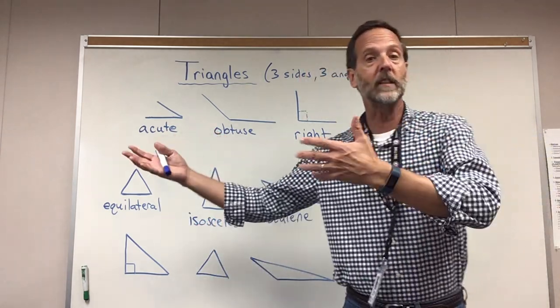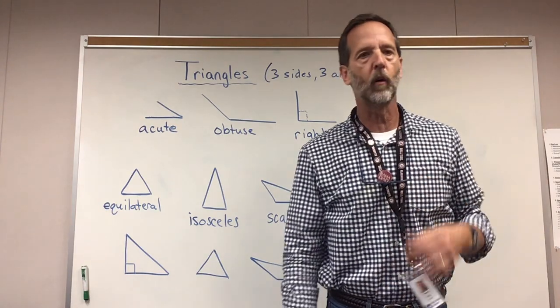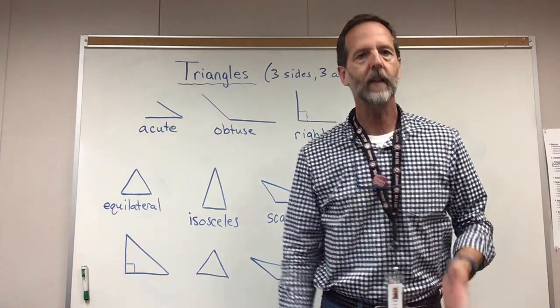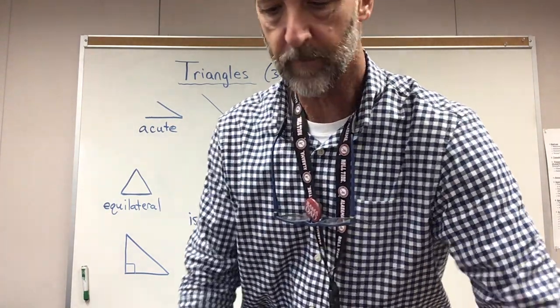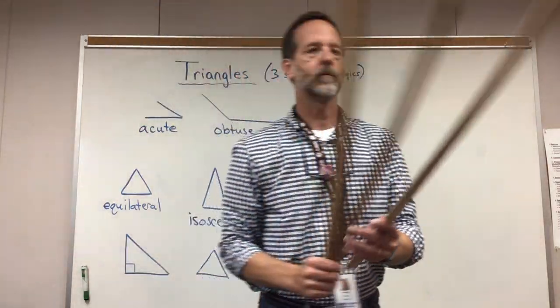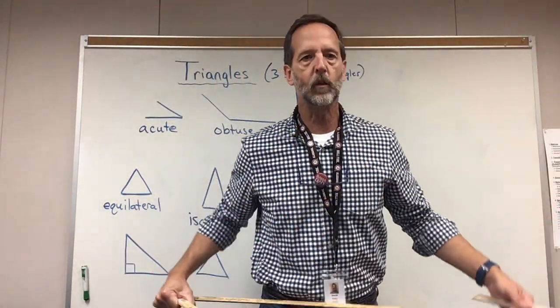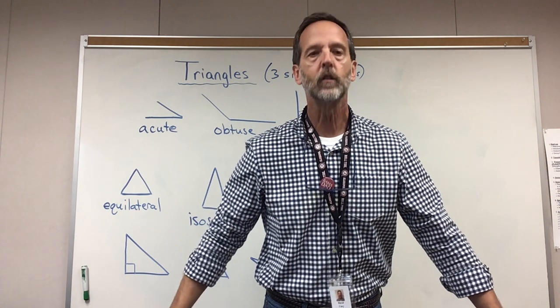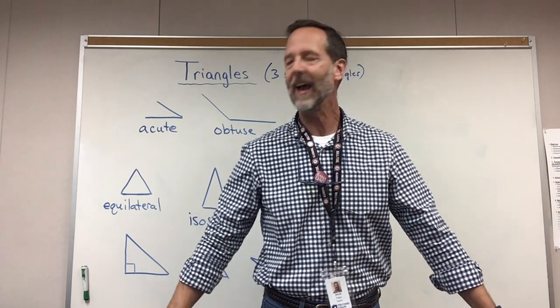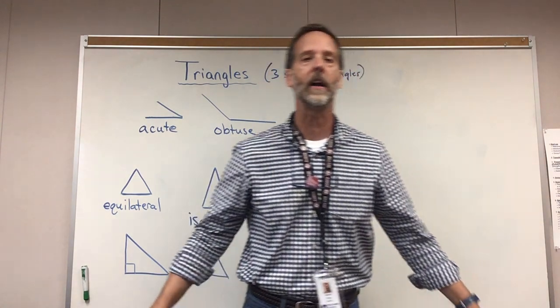So I told you, you can name them based on their sides. You can also name a triangle based on its angles, okay? Now, let's talk about this for just a minute. Every triangle is going to have at least two acute angles. It has to have two acute angles, and here's why.